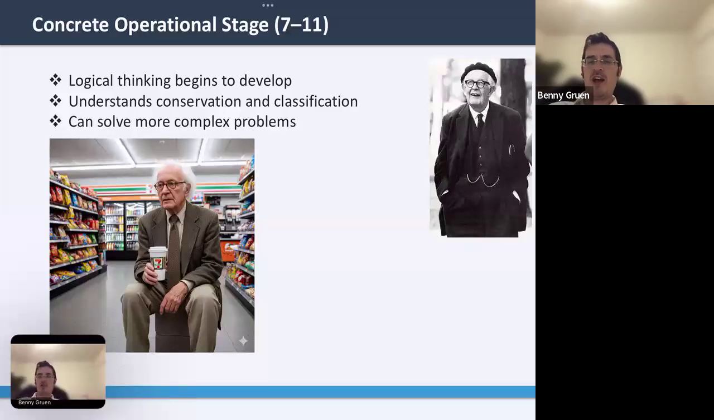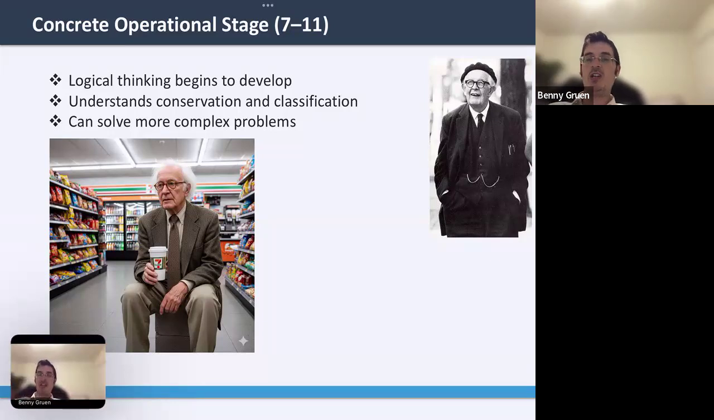Similarly, if I have 2 rows of 5 pennies each, and one row has 5 pennies close together, another row has 5 pennies spread apart, and I ask the child which one has more pennies, they'll tend to pick the one that's spread out, even though both rows have the exact same amount of pennies, because they seem to associate the fact that one row is longer with more.